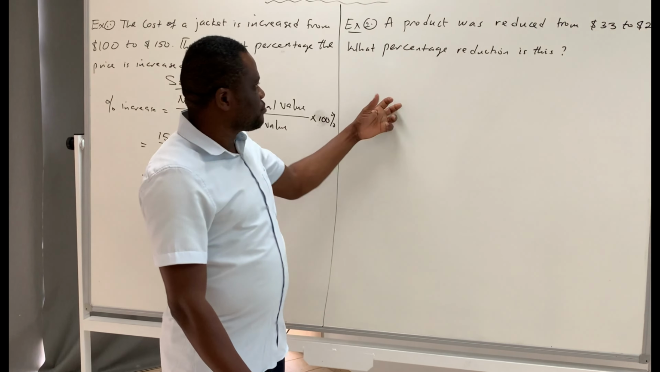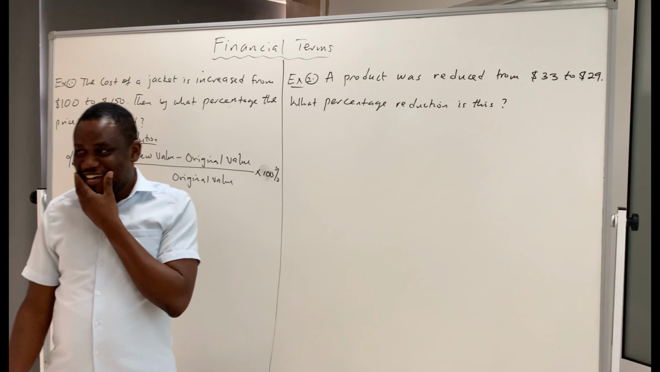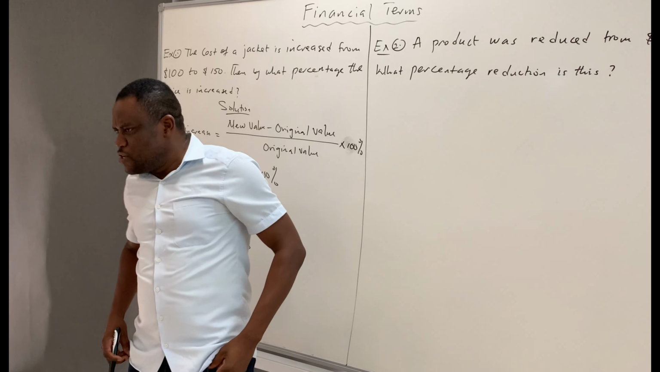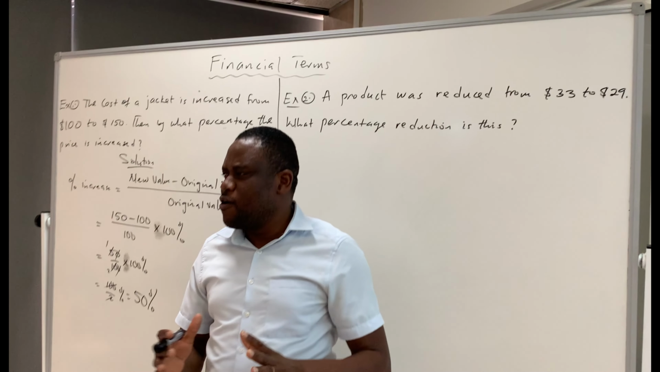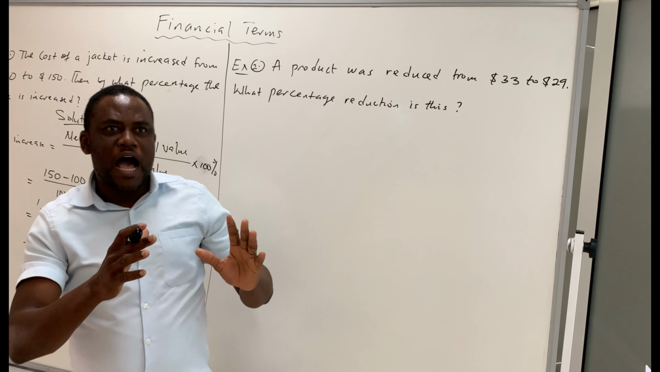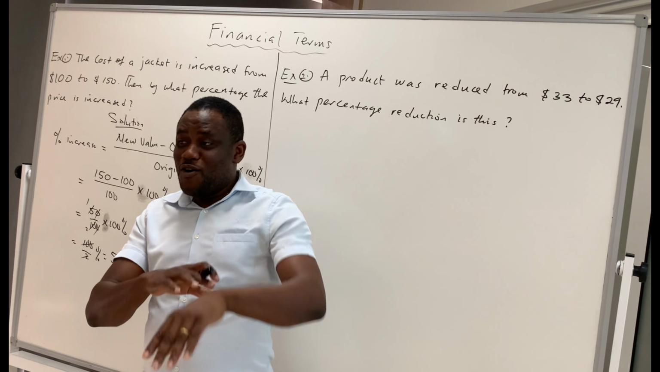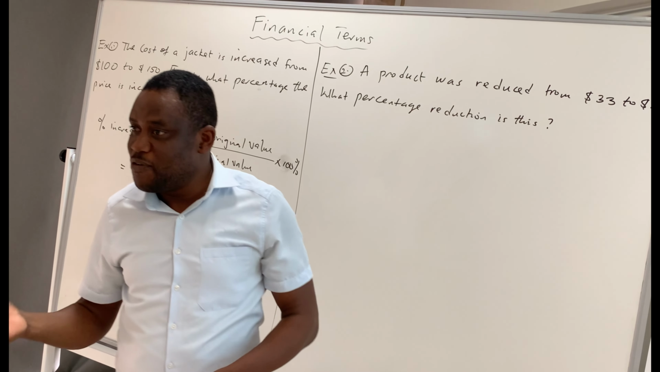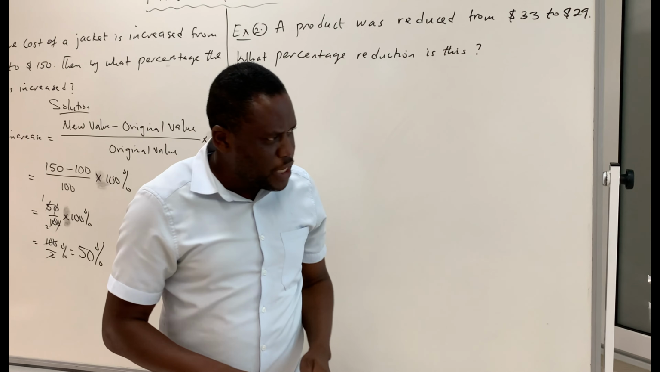Okay. Second example. A product was reduced. This is in real life. Have you seen a product reduce? Of course, a product can reduce. For example, maybe you sell a particular product, and the expiry date is approaching. Well, the market quickly reduces it so that they can sell it out before it expires. So it's possible. Okay?